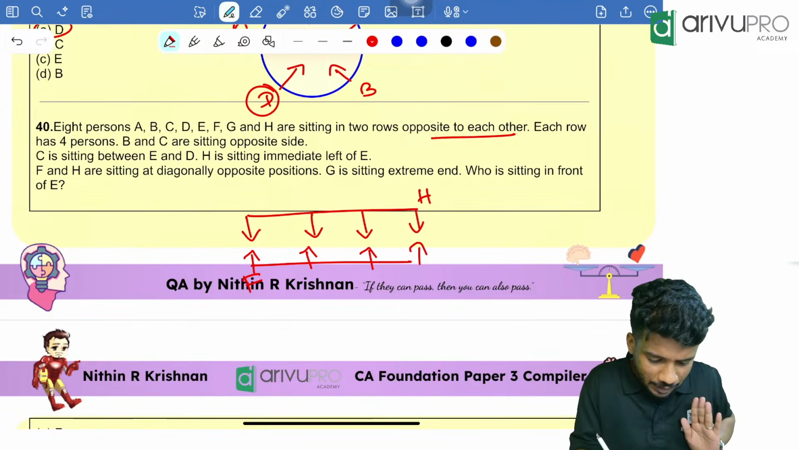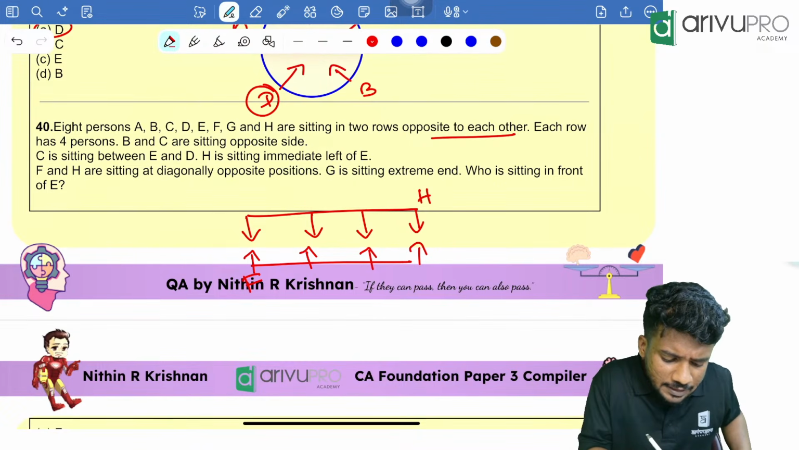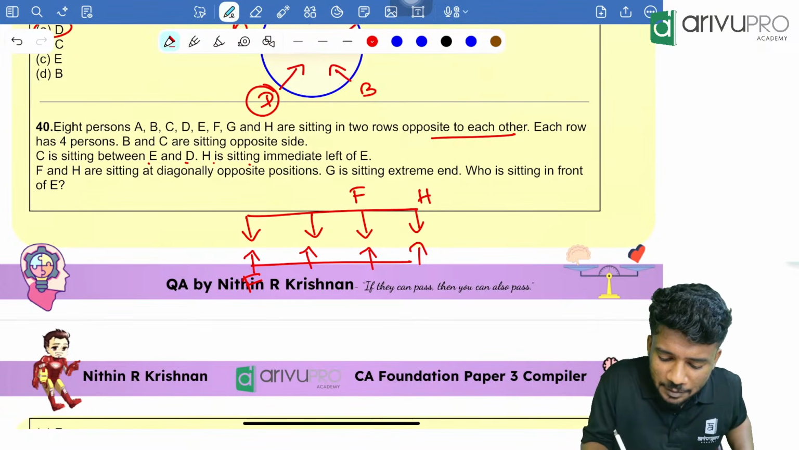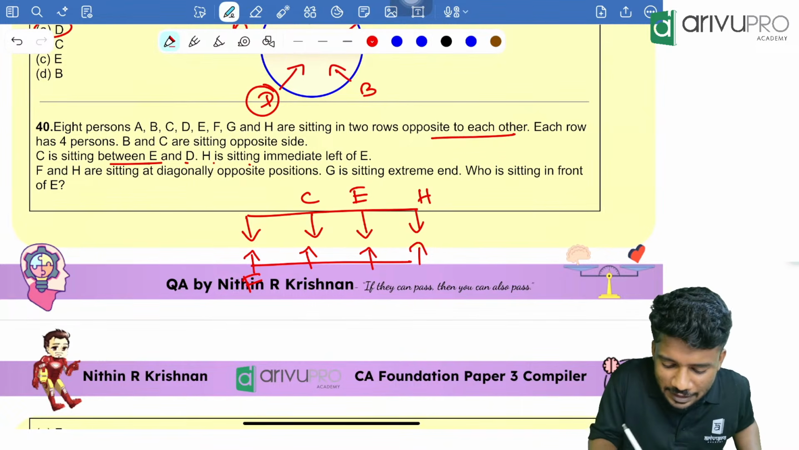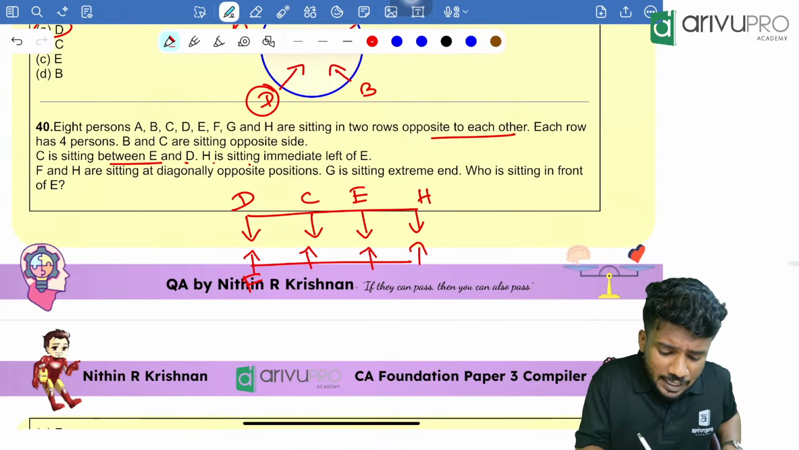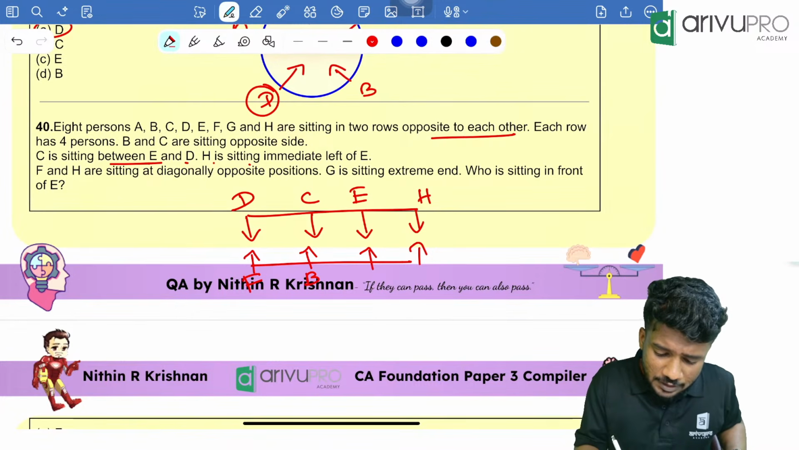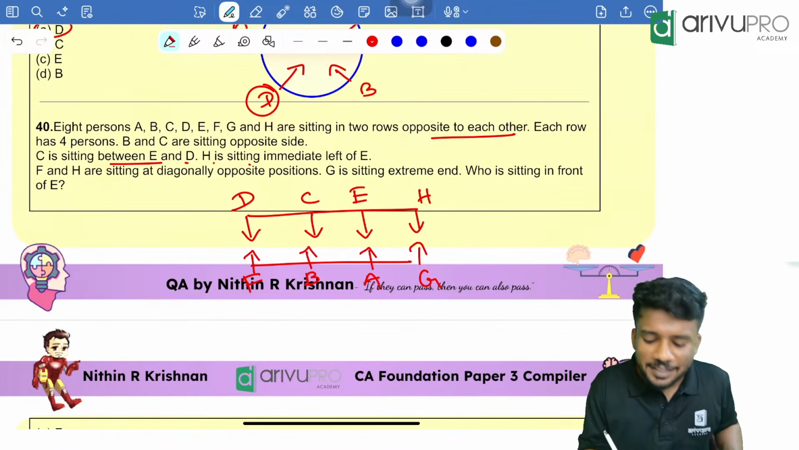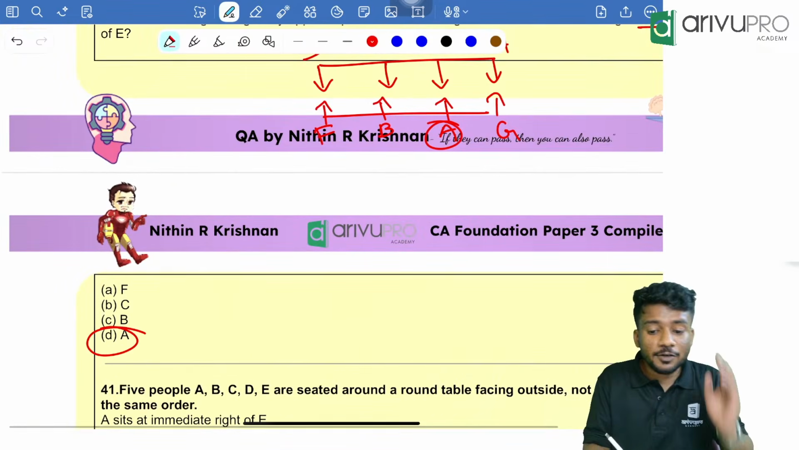Then what is given? G is sitting at an extreme end. We will check on that. Then C is sitting between E and D. H is sitting immediate left of E. That means E should be over here. Everything is done. Now we need to check the rest. B is opposite to C. Then G is at an extreme end, so G should be over here. Then the final person A is remaining. Who is sitting in front of E is the question. Answer is A.